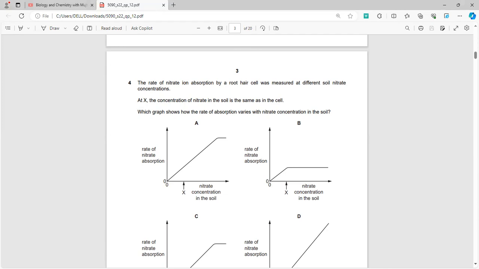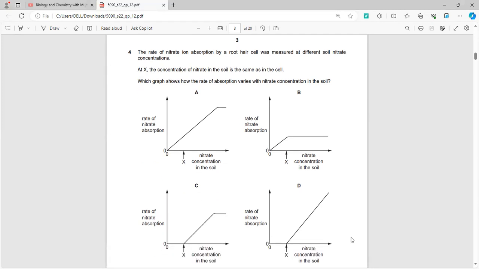Now, in question number 4, we know that in plants, the absorption of mineral salts occurs through the process of active transport. So here there are four graphs, and in each graph, the relationship between the rate of nitrate absorption and the concentration of nitrate in the soil has been shown. Initially, when there was low concentration of nitrate in the soil, the rate of nitrate absorption was pretty high, because active transport occurs exactly opposite to diffusion, against the concentration gradient. However, once the nitrate concentration in the soil increased, the process slowed down. So the correct option would be C.